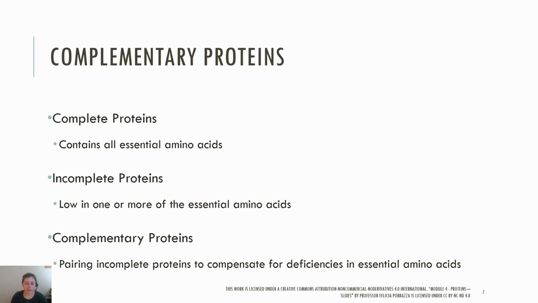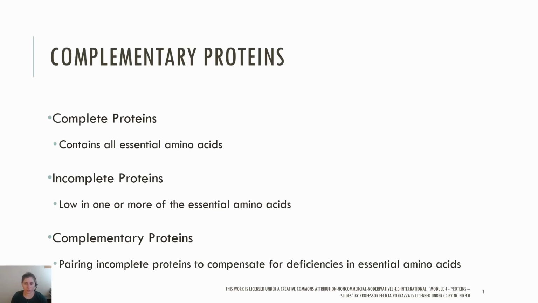In discussing essential versus non-essential amino acids, I want to talk about complementary proteins. Proteins are classified as complete or incomplete. Complete proteins contain all of the essential amino acids, and incomplete are low in one of the essential amino acids. Animal proteins, with the exception of gelatin, are complete proteins, as well as quinoa and soy, like tofu, edamame, and tempeh. Most other plant proteins are considered incomplete.